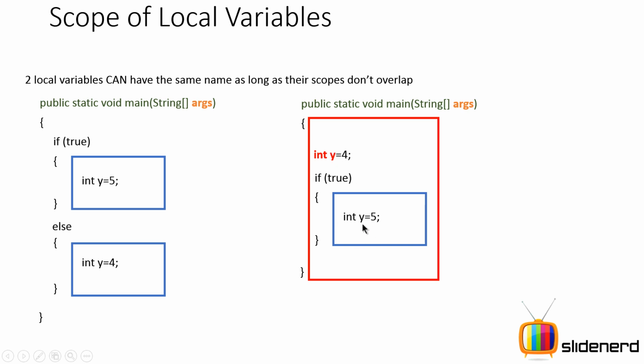Either you simply say y equals 5 and reuse the variable that you declared above, or you simply give it another name by saying int z equals 5. Those are the only two options you have left over here. Otherwise, the first scenario is perfectly fine.